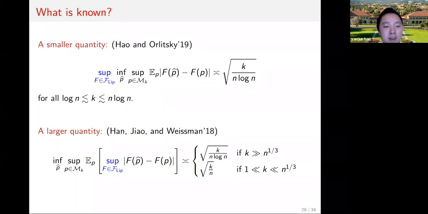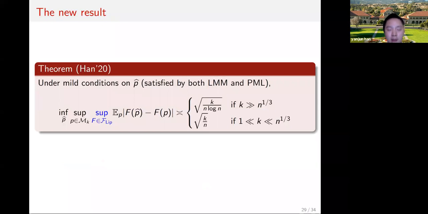Okay. Now we know a smaller quantity and also a larger quantity, and our target adaptive minimax risk should lie between them. The final answer is that the adaptive minimax risk is the same as the larger quantity. It has the same difficulty as estimating the sorted distribution. Although, for technical reasons, we need some mild technical conditions on the estimator p hat, this has been satisfied by both the local moment matching and the PML, and we also conjecture that this condition could be removed.